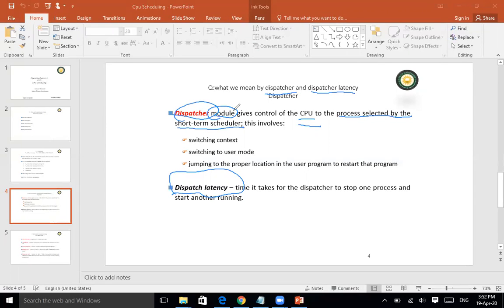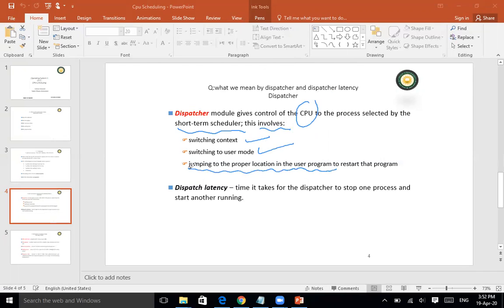So dispatcher, it is what? A module that gives control of the CPU to the processes that are selected by the short-term scheduler. Okay, so what does it include? It involves switching context, switching to user mode, and jumping to the proper location in the user program. Okay, so this is all talking about the dispatcher.